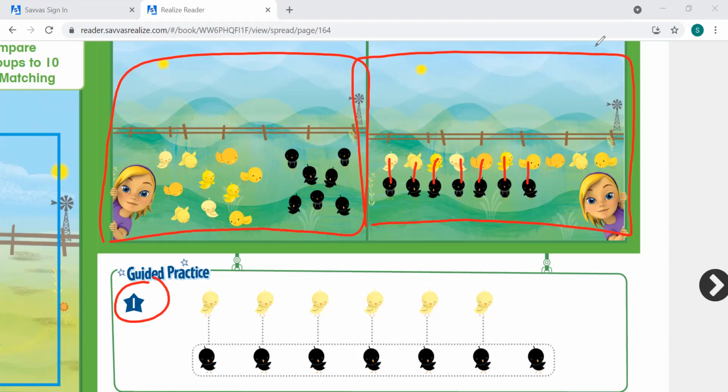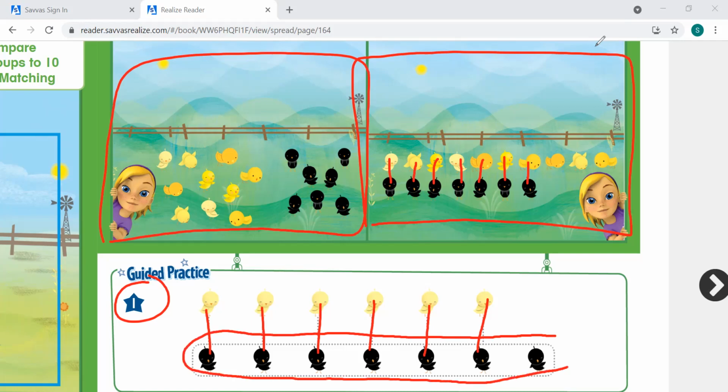So let's look down here at our first guided practice. You're going to compare the groups and draw a line from each chick in the top group to the chick in the bottom group. And then you're going to draw a circle around the group that is greater in number than the other group. So we are going to compare 1 to 1 to see which group is greater. I have no more yellow chicks to compare, and I have one extra black chick. So that shows me that the black chicks are greater in number than the yellow chicks.